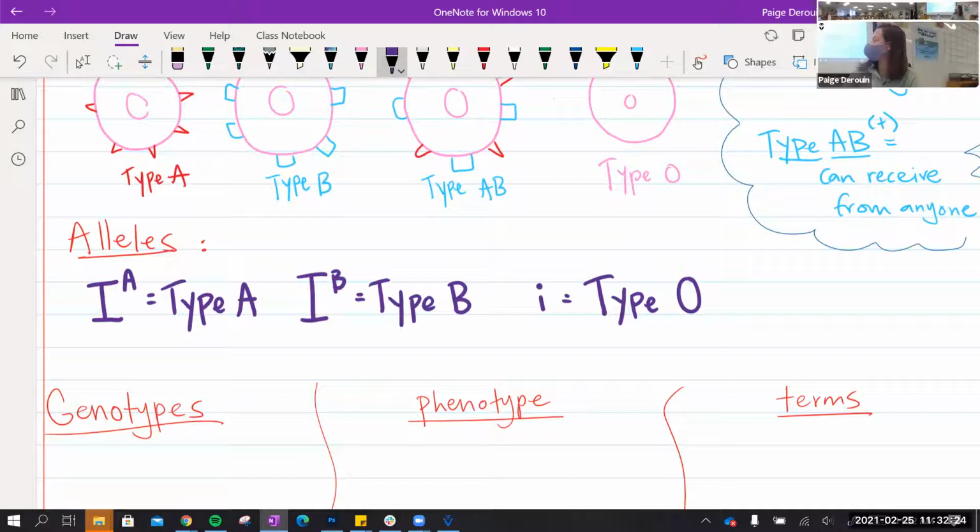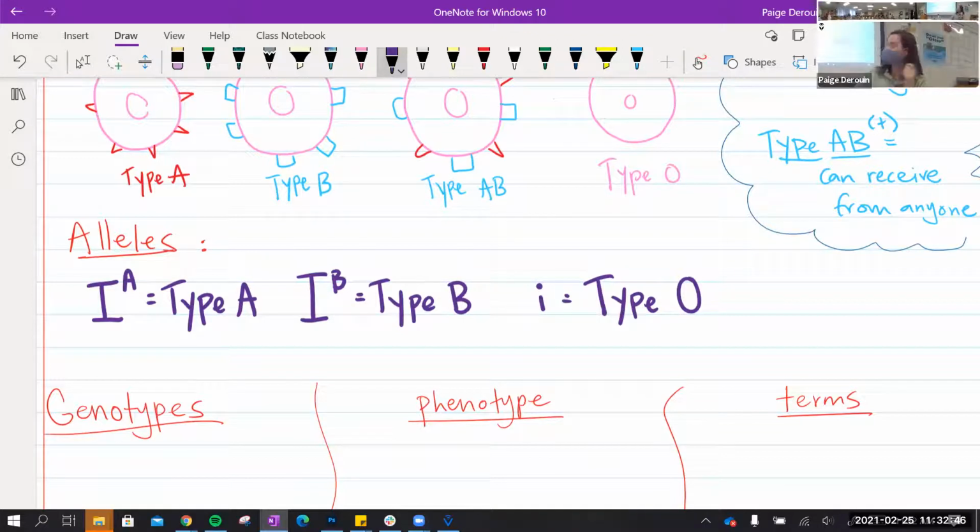So it's more rare, you would think, but actually I don't know if it is or not. I think AB is actually the rarest blood type. I'm pretty sure AB is the rarest. I don't necessarily know why that is, but we'll be able to see why when we do the Punnett squares.